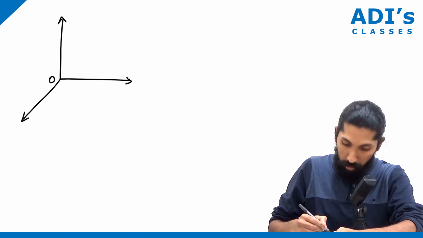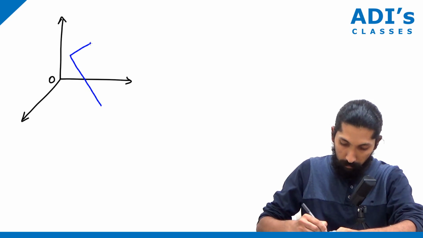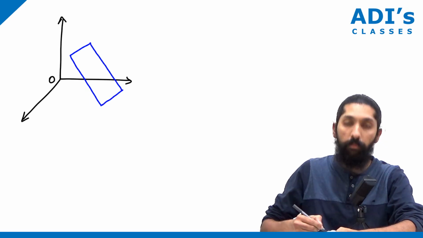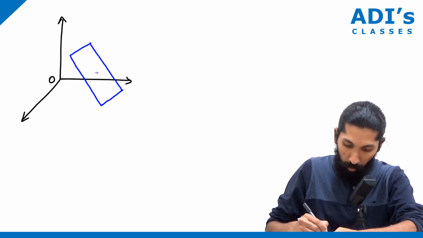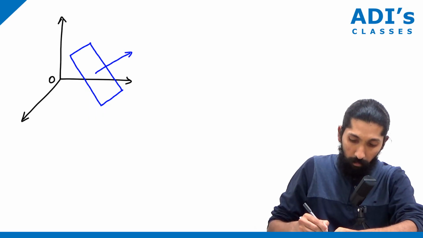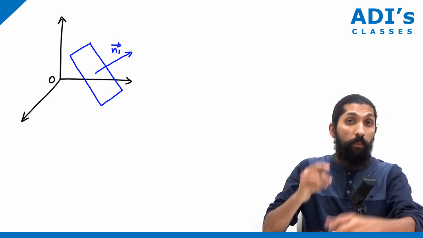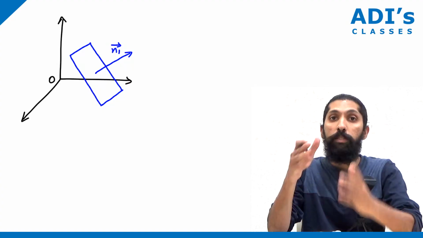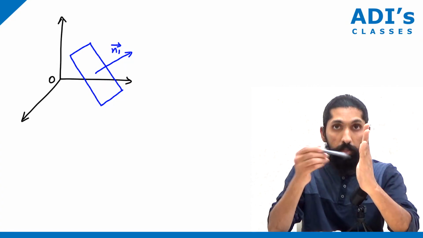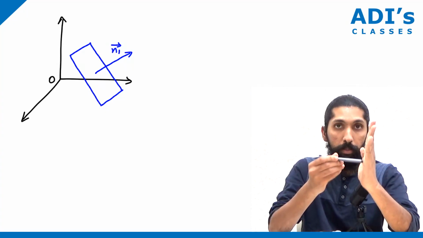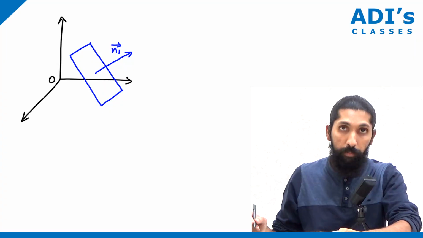Now, let's assume that you have one plane, which is something like this. Now, for this particular plane, we can draw a normal like this, correct? Let's call this n1. This is a normal. Remember, normal is always perpendicular to the plane. In the sense, if this is the plane, then this is going to be the normal, perpendicular.